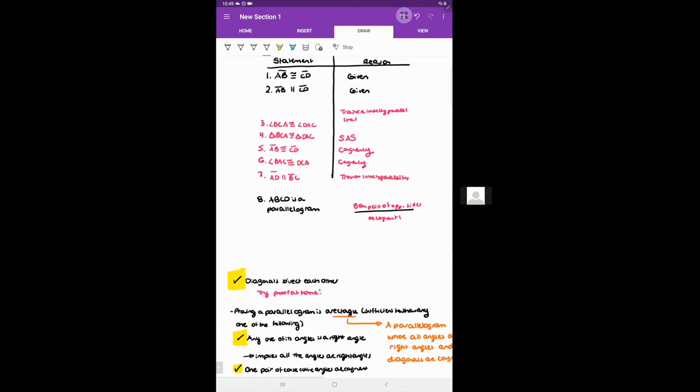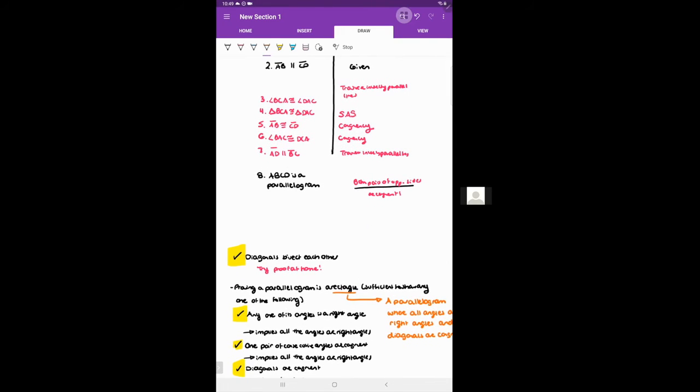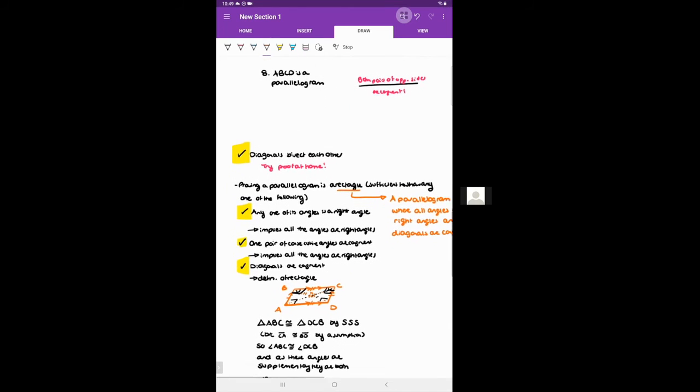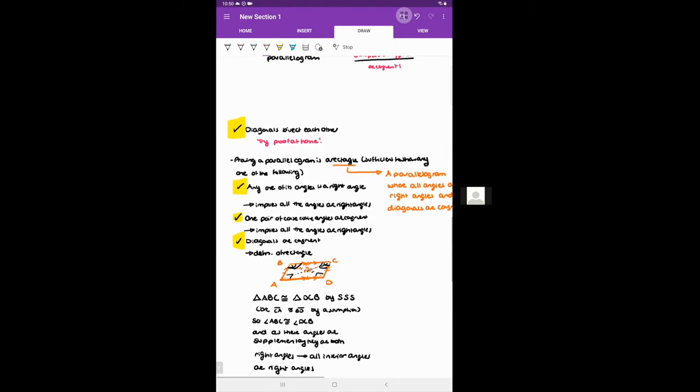If you can show that one pair of consecutive angles are congruent, then for the same reason, you can show that they're all right angles, because we know that consecutive angles are supplementary in parallelograms. So then them being congruent means they're both right angles. And then from before, opposite angles are congruent, so you show that all of them are right angles. Now finally, if you can show that the diagonals are congruent, then we can show that all the angles are right angles.